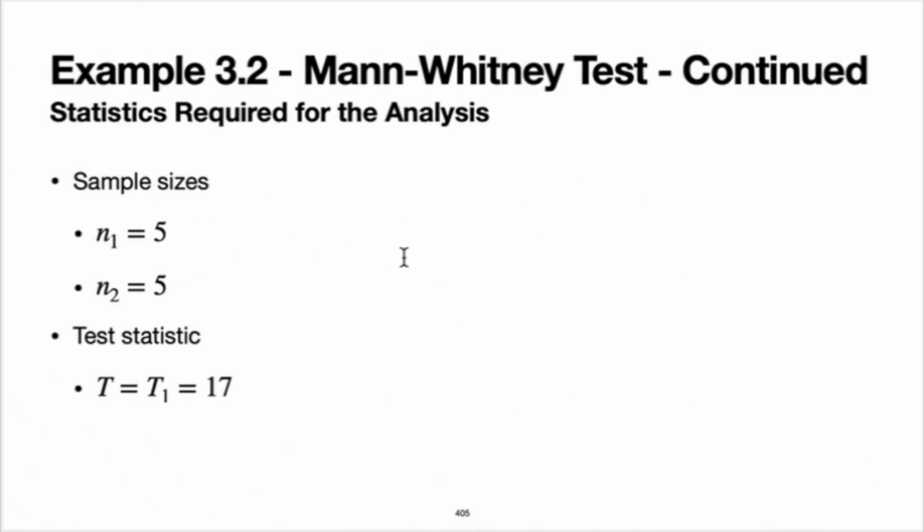Okay, so again, we need the sample sizes. N1 is 5, N2 is 5. We need the value of the test statistic T. T, by definition, is T1 in this case, in this whole large sample procedure that we're looking at. And for this example, for this problem, that was 17.